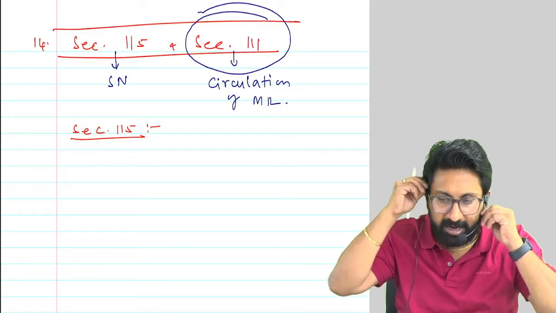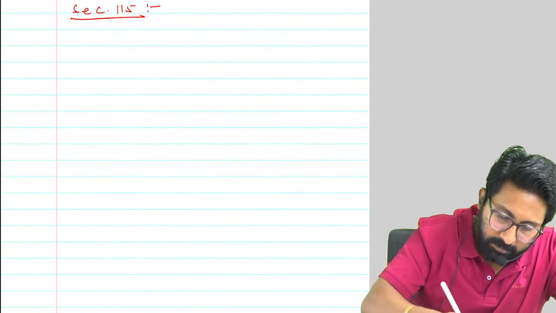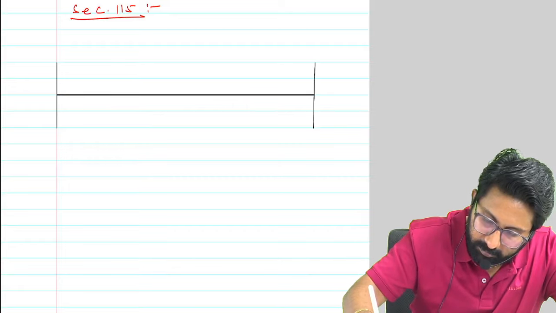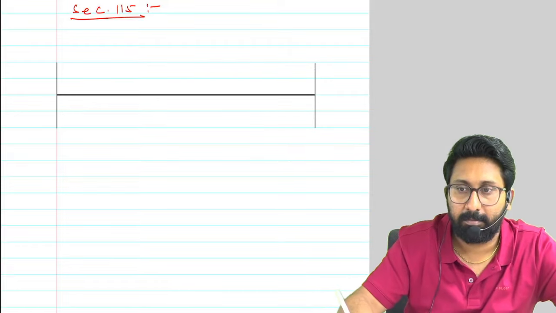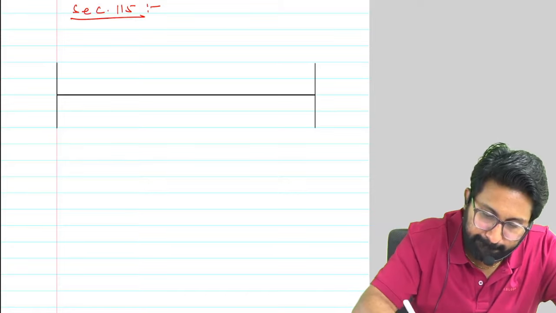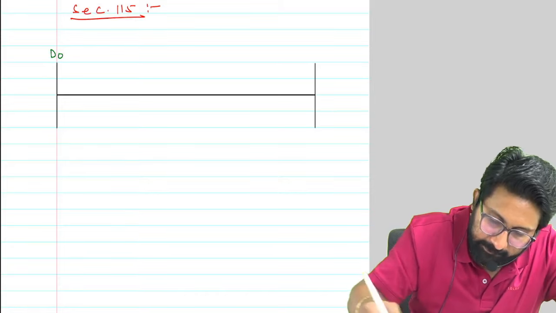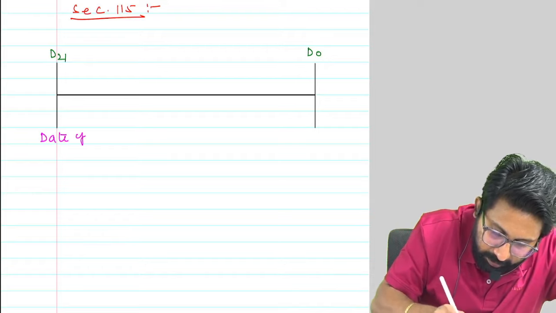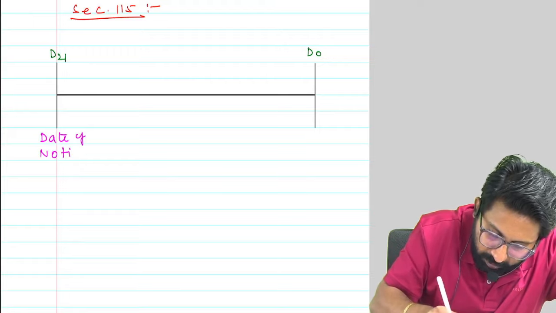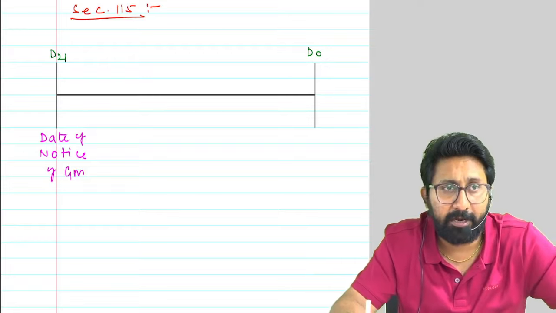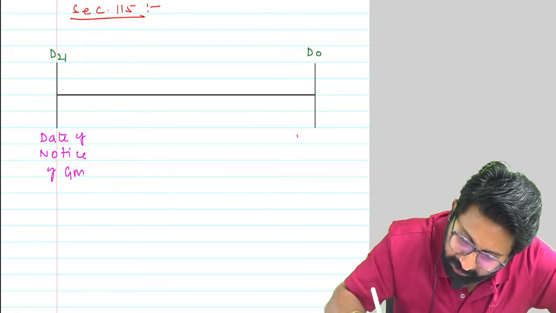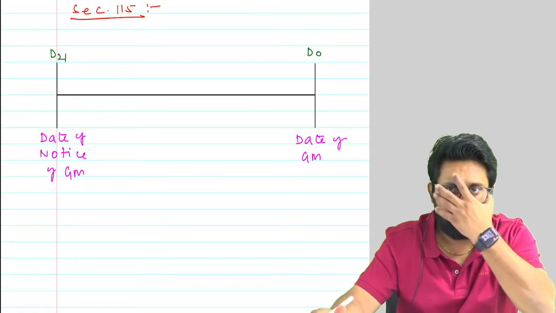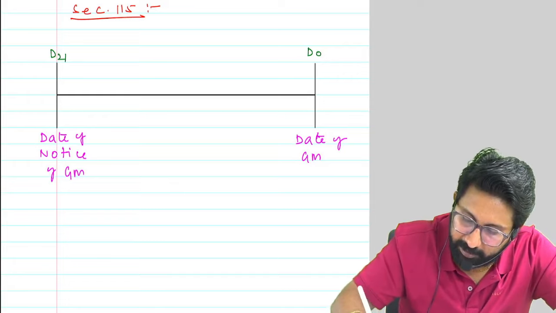Section number 115. Okay. D21, D0. D21, date of notice of general meeting. D0, date of general meeting. Next.